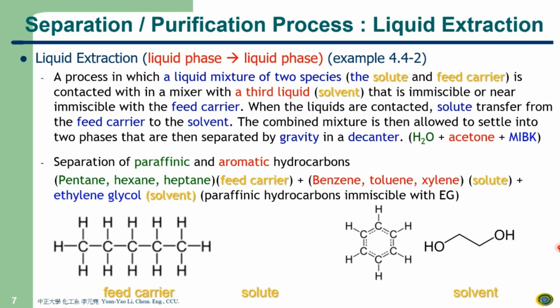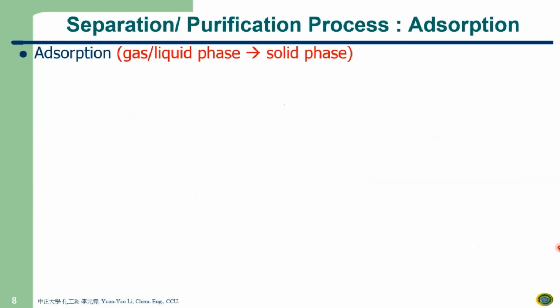Okay, the next process is called adsorption. Adsorption is when we separate the species from the gas or liquid phase and make it condense to a solid phase. This is what we call adsorption. The difference between adsorption and absorption: absorption is 吸收, adsorption is what? 吸附. They are from different phases.